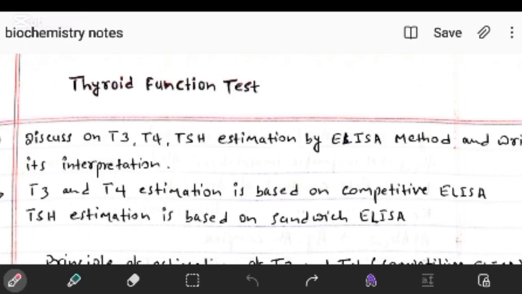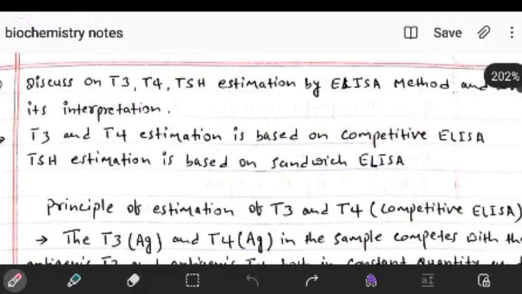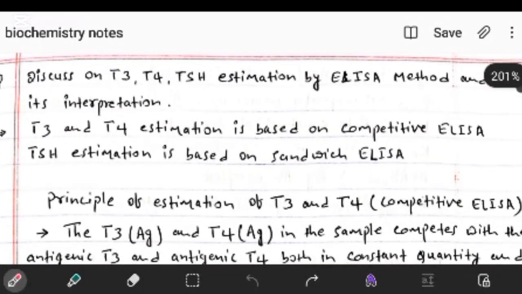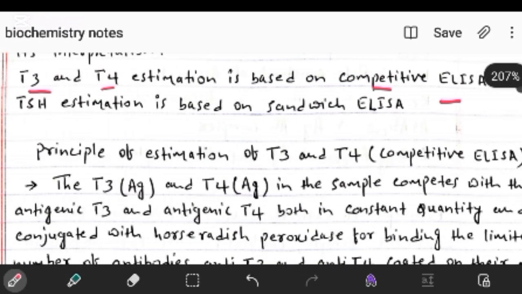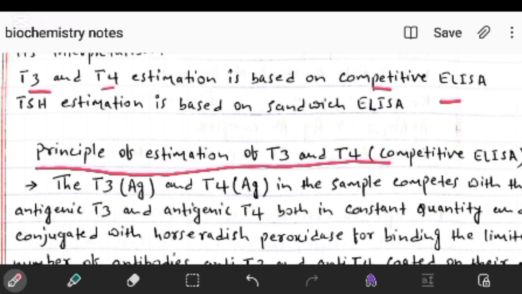Discuss on T3, T4, TSH estimation by ELISA method and write its interpretation. And the answer goes here. T3 and T4 estimation is based on competitive ELISA. TSH estimation is based on sandwich ELISA. Now, principle of estimation of T3, T4 competitive ELISA.